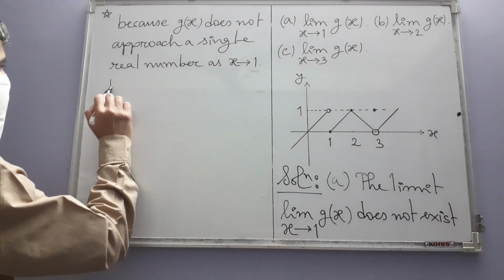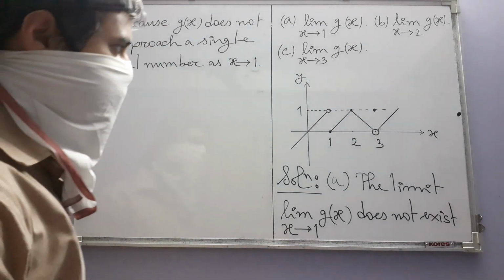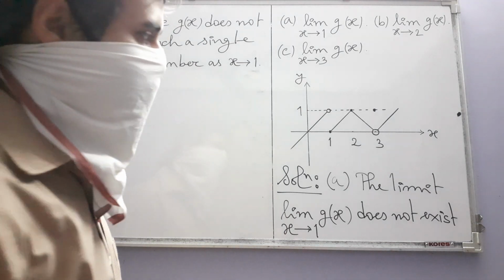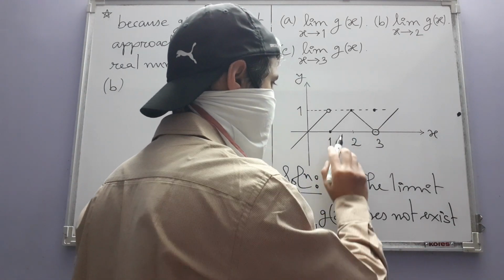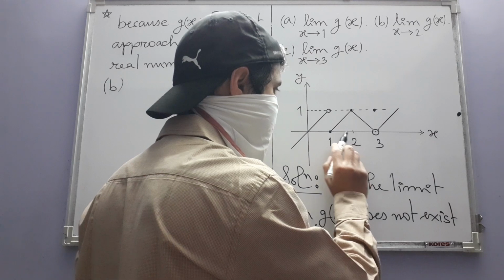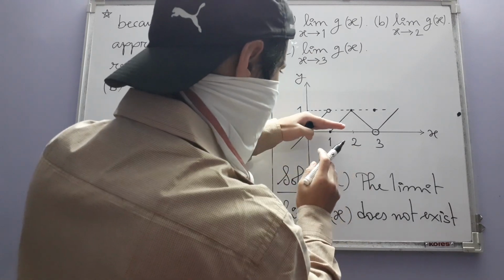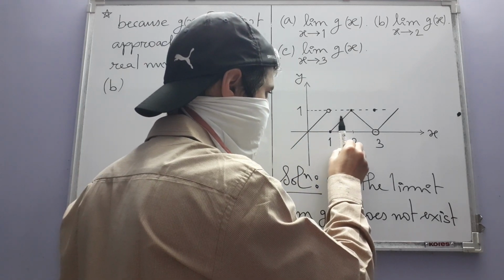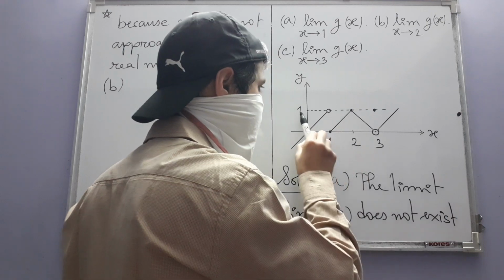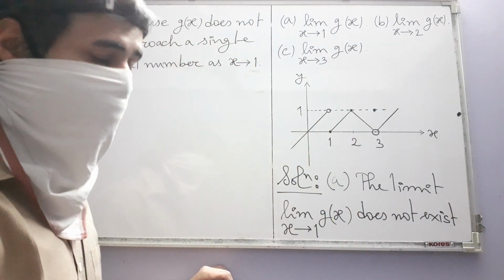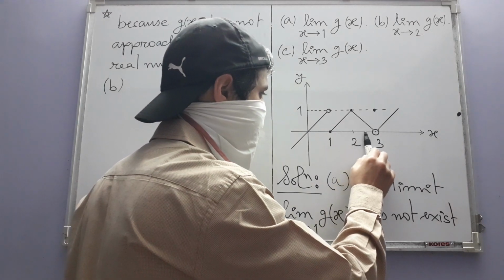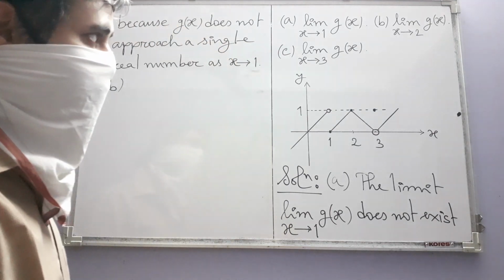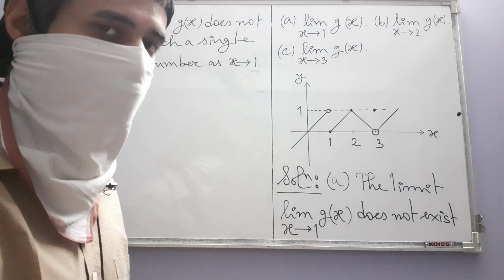What about the second one? In the second one, x is approaching 2, again from both sides. So this is our 2. So as x approaches 2 from the left side, the y value approaches 1. You can see it like this. As x approaches 2, it goes up, and it reaches 1. And the same thing happens in this case. If you make x approach 2 from the right side, then also the y value approaches 1. So in this case, the limit exists and its value is 1.